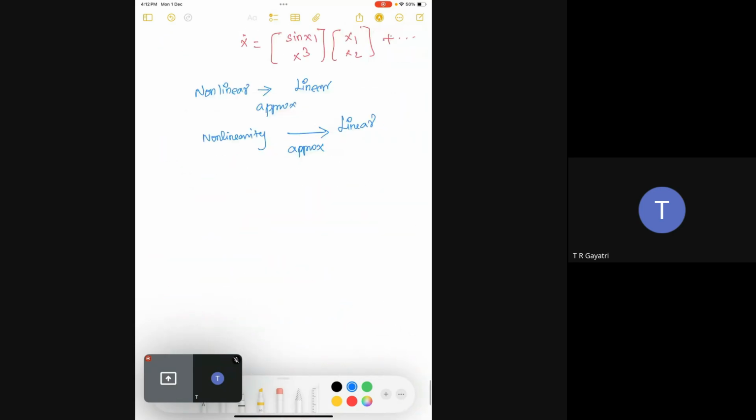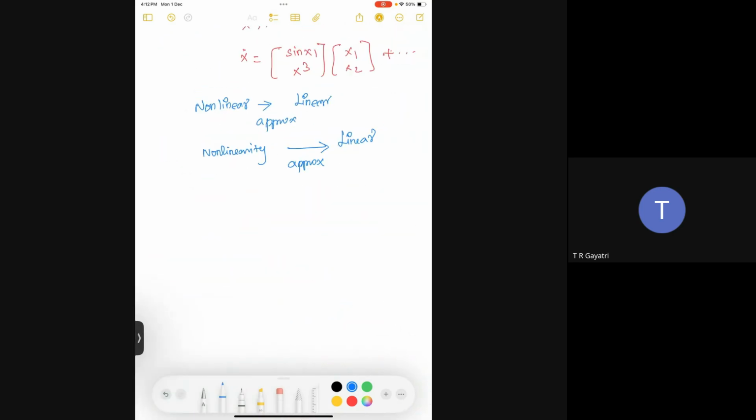Yes, ma'am. We are approximating the nonlinear system to a linear system and applying all the tools we have studied so far for this linear kind of nonlinear system. That's what we used to do.